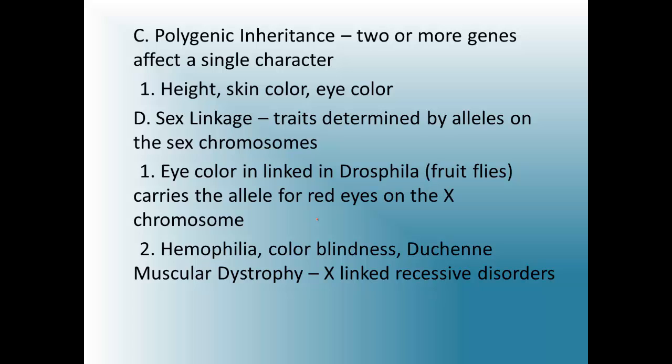Alright, so then that brings us to the things that I kind of hinted to, which was polygenic inheritance. Polygenic inheritance is the one that we all want to know about ourselves. Where do we get our height? Where do we get our skin color? Where do we get our eye color?